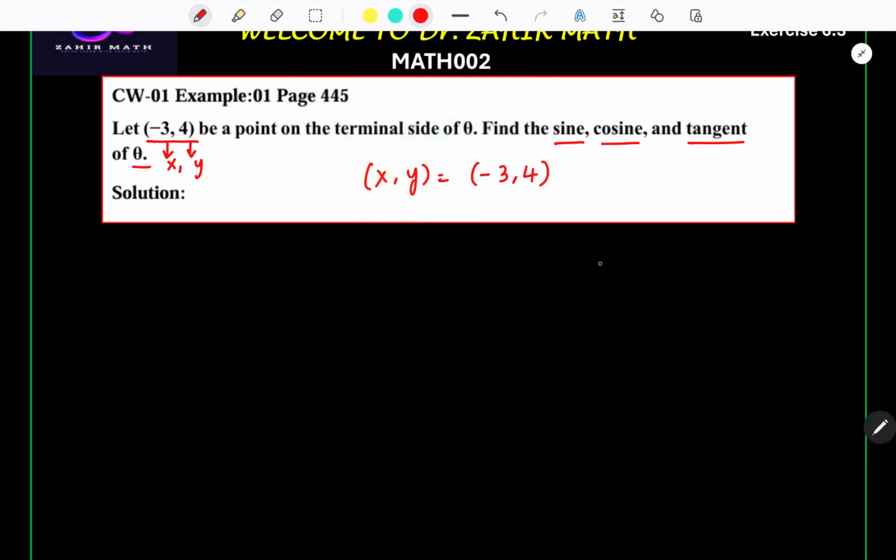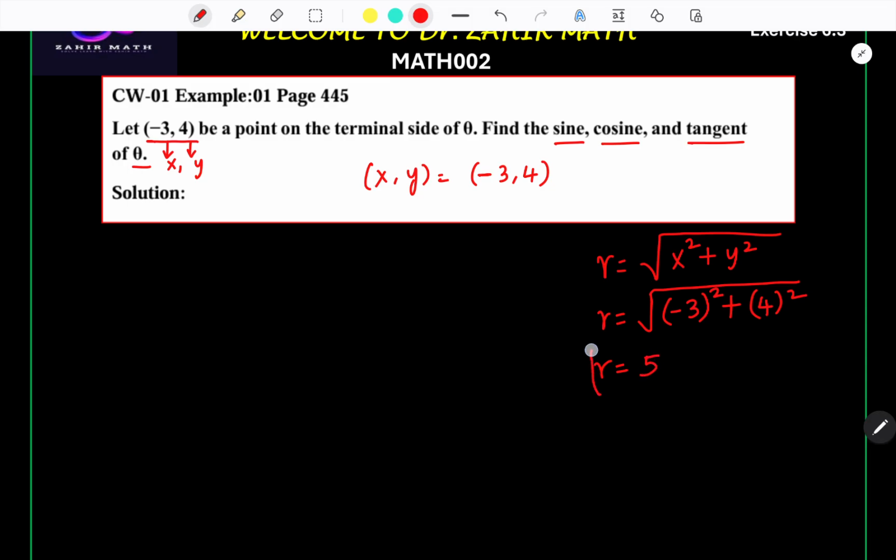So what's the formula for r? r is equal to the square root of x squared plus y squared. So r is equal to the square root of... whenever there is a minus, be careful, you need to put brackets: (minus 3) squared plus 4 squared, which you can put directly in the calculator. 3 squared is 9 and 4 squared is 16. 16 plus 9 is 25. So r is equal to 5. Now we are going to calculate sine theta, cosine theta, then tan theta.